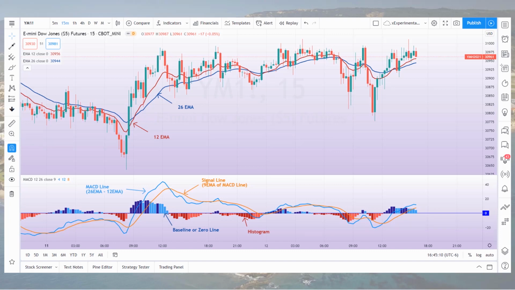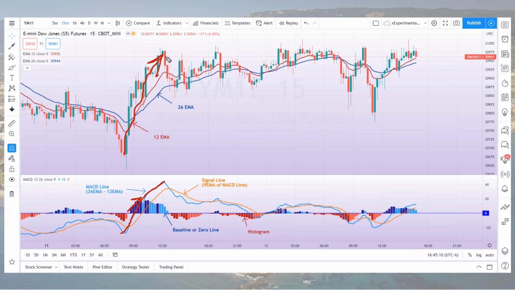While we're looking this over, I do want to point out that you see this huge momentum move right here corresponds to this big move in the MACD, and of course it also corresponds to the MACD histogram moving up.